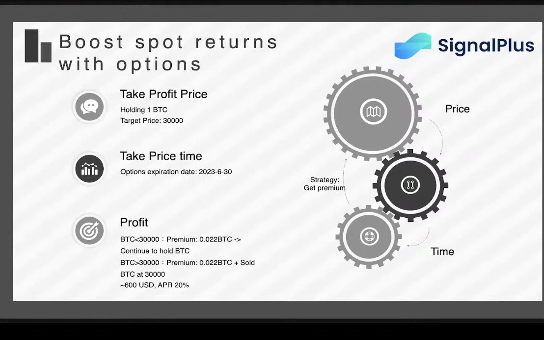If the price goes way up, the spot guy will be able to sell BTC at 30K. However, the option guy, other than selling BTC at 30K, will also be able to earn premium from it. If the price stays below 30K forever, the spot person will not be able to sell his BTC, and his order will just stay there forever, and he's not earning anything. However, the options person will be able to earn a 20% APR while his BTC is not being sold. So this is how we can boost spot returns with options.